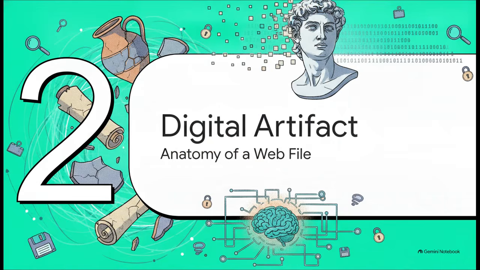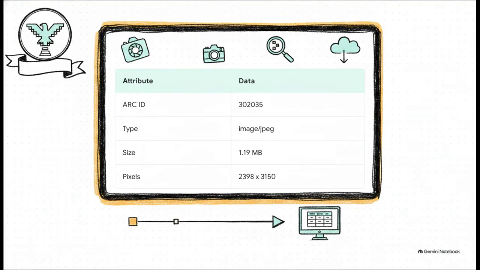Moving right along to Section 2, Anatomy of a Digital Artifact. So the really crucial point I want you to take away here is that an event that reshaped American politics is now reduced to exactly 1.19 megabytes of raw data. Notice how it's officially categorized in the U.S. National Archives under ARC identifier 302035. It just exists as an image/JPEG with pixel dimensions of 2398 by 3150.